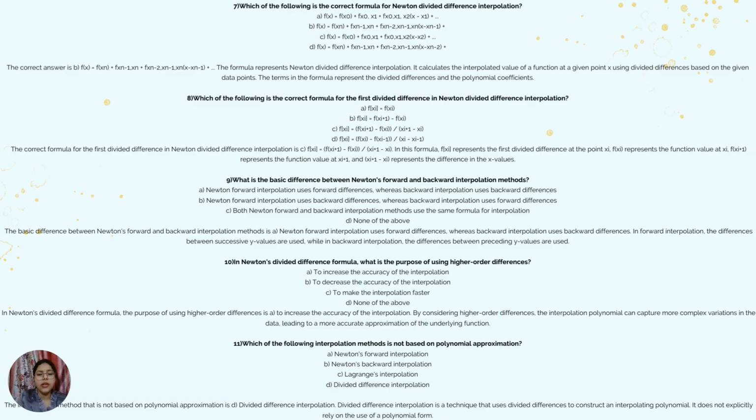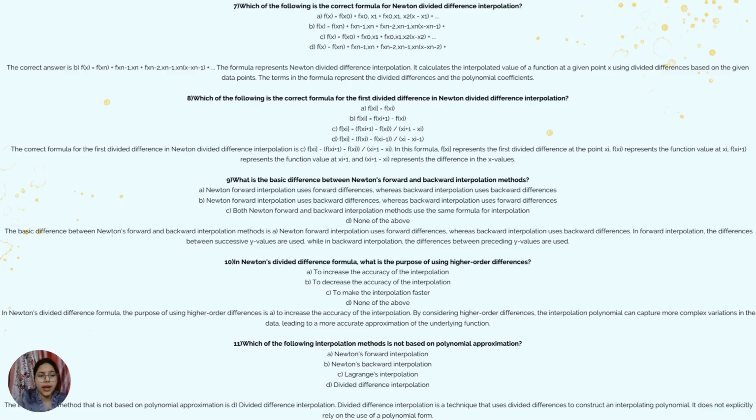Question 11. Which of the following interpolation methods is not based on polynomial approximation? Option A, Newton's forward interpolation. Option B, Newton's backward interpolation. Option C, Lagrange's interpolation. And D, divided difference interpolation.